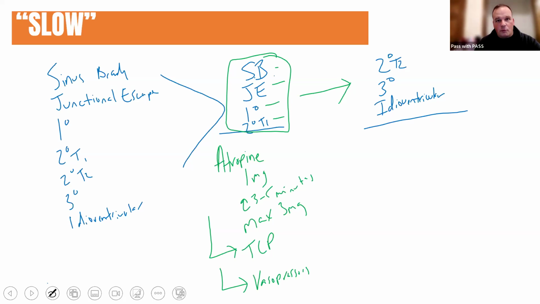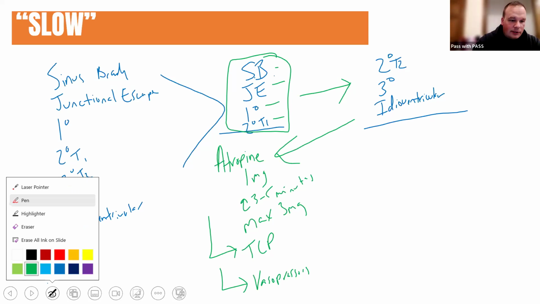So that atropine 1 milligram every 3 to 5 minutes for a max total dose of 3 milligrams, that's what I'm doing for this first set of rhythms. If I don't have the effect I want, then I'm going to move on to transcutaneous pacing. Then I'm going to go on to vasopressors to try to get that bradycardic heart rhythm up and to try to get my patient asymptomatic. So now with my second degree type 2, third degree, and idioventricular, over here, we talked about atropine.